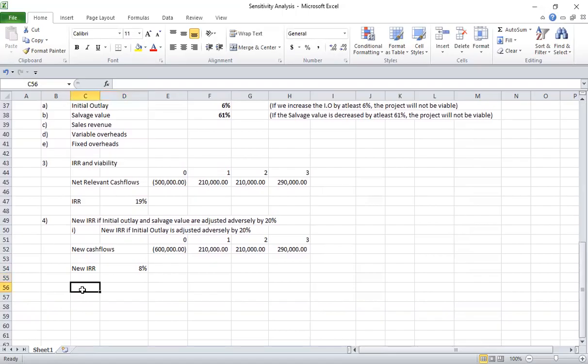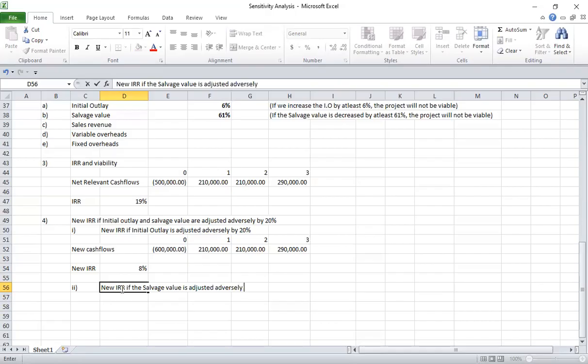All right. So in the same manner, we look at number 2. We are again looking for the new internal rate of return. If now the salvage value is adjusted adversely by 20%.